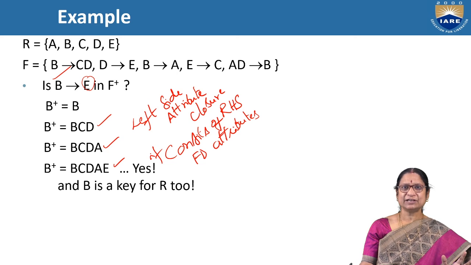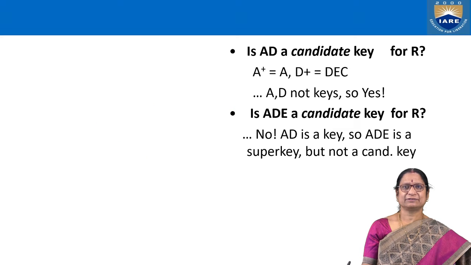The attribute closure of the left hand side set of attributes must be computed. In this example, B plus must be computed. If B plus consists of the set of attributes of the right side, that is E in this example, then we can say the respective FD exists in F plus. Now in this example, B plus consists of E. That's why B determines E exists in our F plus.